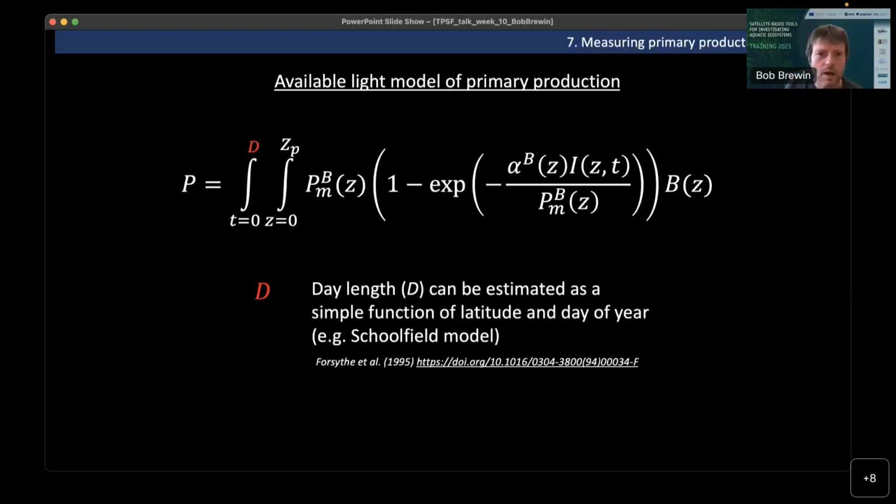Okay, so how do we do this then from satellite? Well, first of all, we need to know the day length, right, as part in the first integral here. So we can get a good proxy of day length simply as a function of latitude and time of year. So we can model that pretty well.